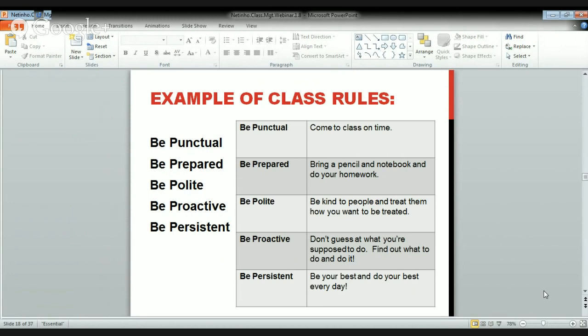Remember, your day 1 lesson plan will state the rules and explain the rules, and you will review as needed. It may take reminders for the first few days, maybe even the first few weeks, until students understand and follow your rules. Next slide.